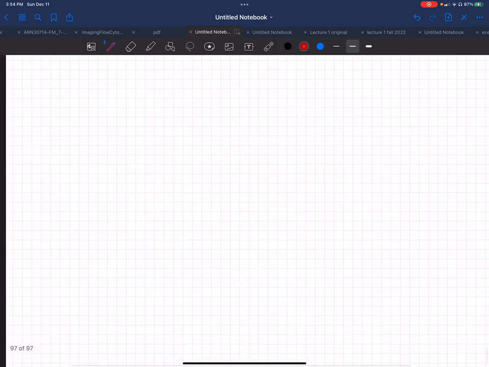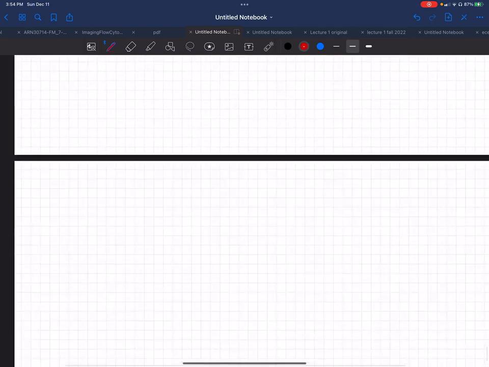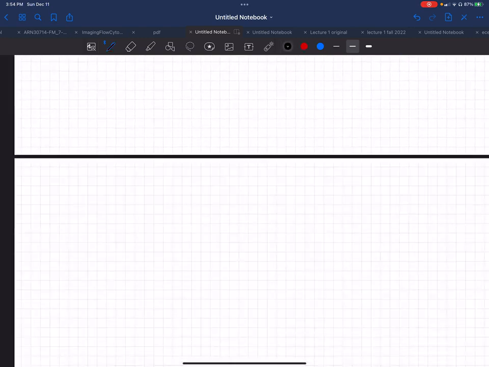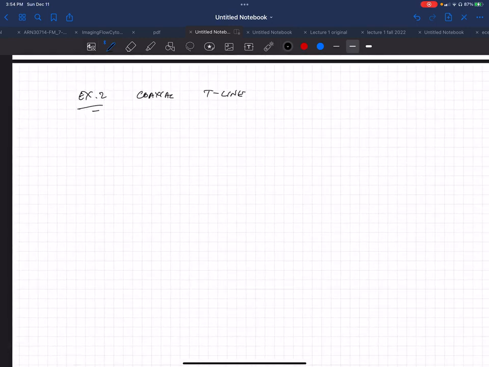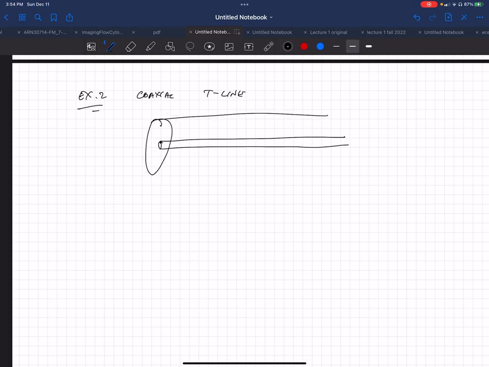Okay, so that was the first example. Now let's look at another example. So let's think of our coaxial transmission line. If you remember, this is basically our coax cable. So there's the inner conductor and an outer conductor.